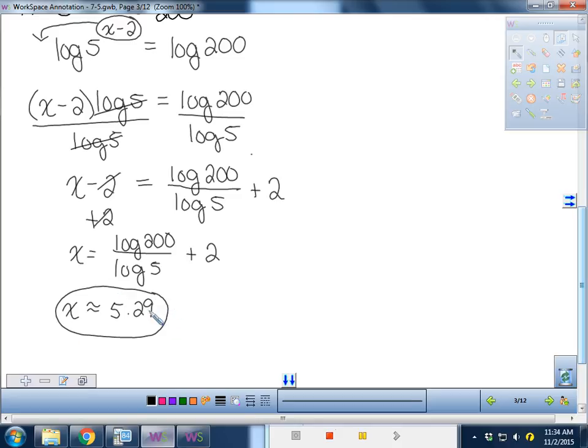And I do want the squigglies. All right, let's take a look at another one.